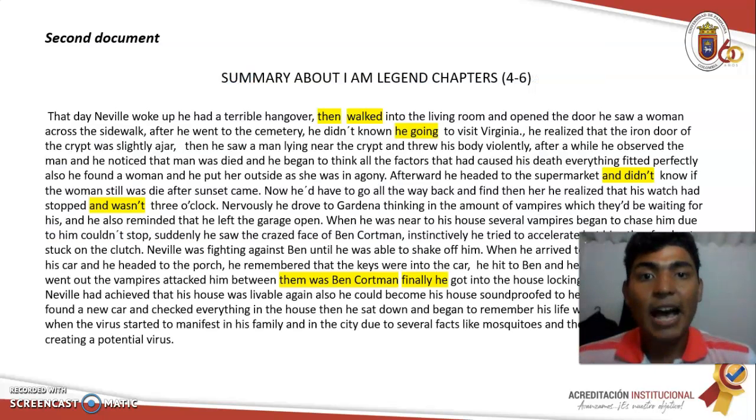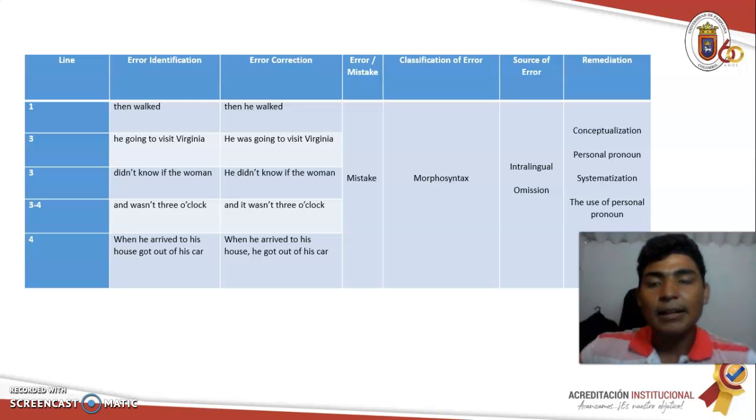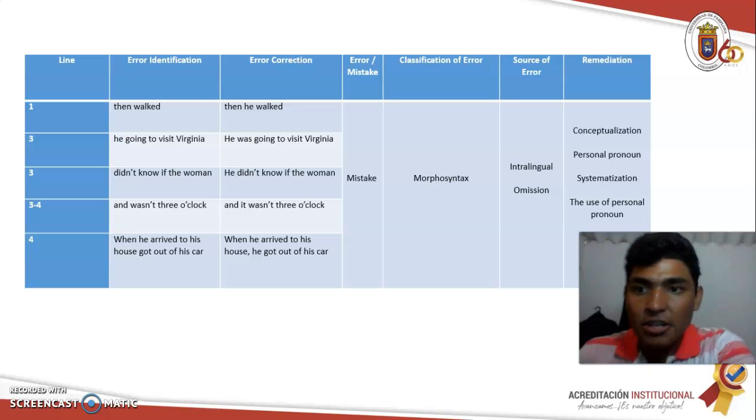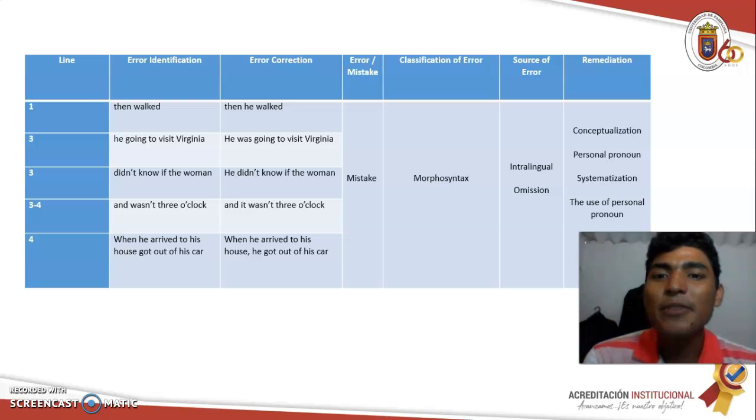It is a summary about I Am Legend, chapters 4 and 6. Here it is simpler because all the mistakes are categorized as morphosyntax, because there is a lack of personal pronouns such as "he". Also, there is a lack of auxiliary verbs such as "was". Let's talk about the third line. "He going to visit Virginia." Really? Really? "He was going to visit Virginia."